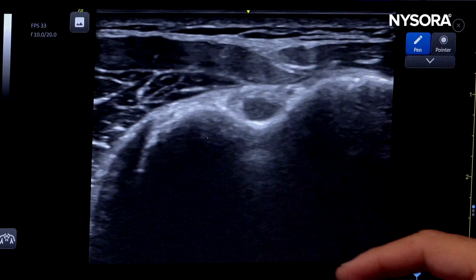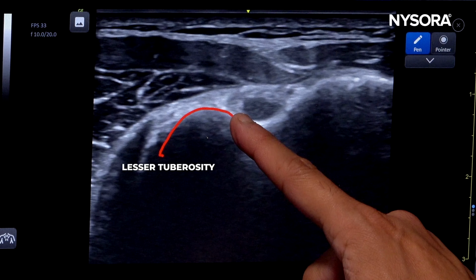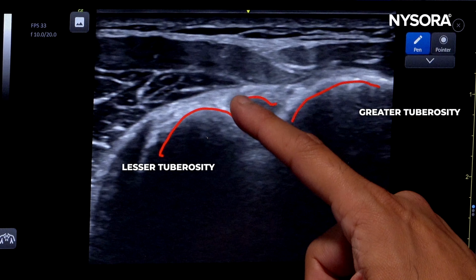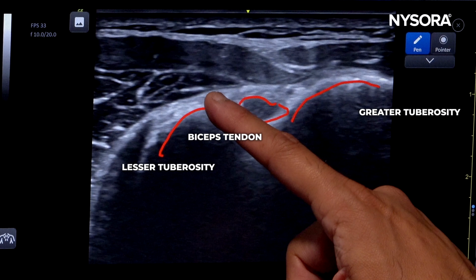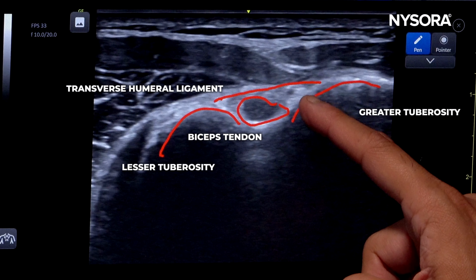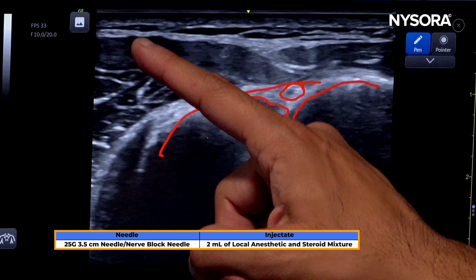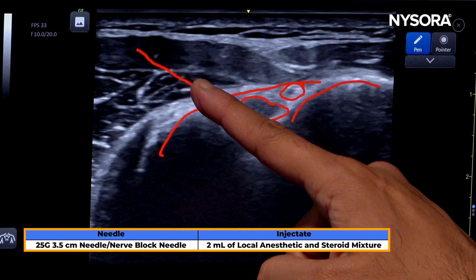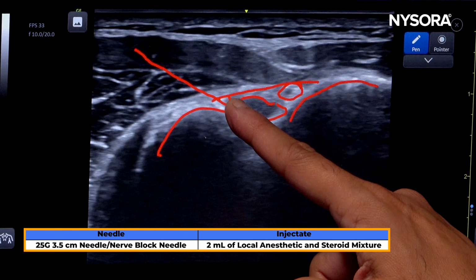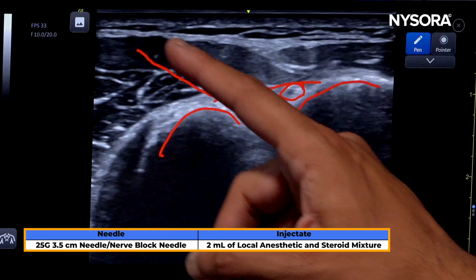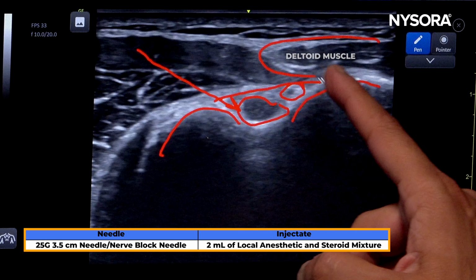we have the lesser tuberosity, which has a peaked appearance, and the greater tuberosity, which has a round appearance. This is the bicep tendon, this is the transverse humeral ligament, and this is the ascending circumflex humeral artery branch. Bring the needle in plane, coming in from medial to lateral, and go below the transverse humeral ligament, and you will be injecting about 1.5 to 2 cc's of local anesthetic and steroid mixture. The muscle here you see is the deltoid muscle.